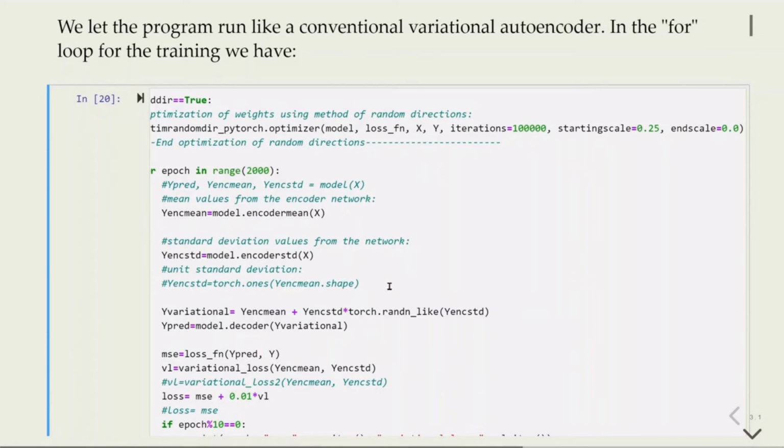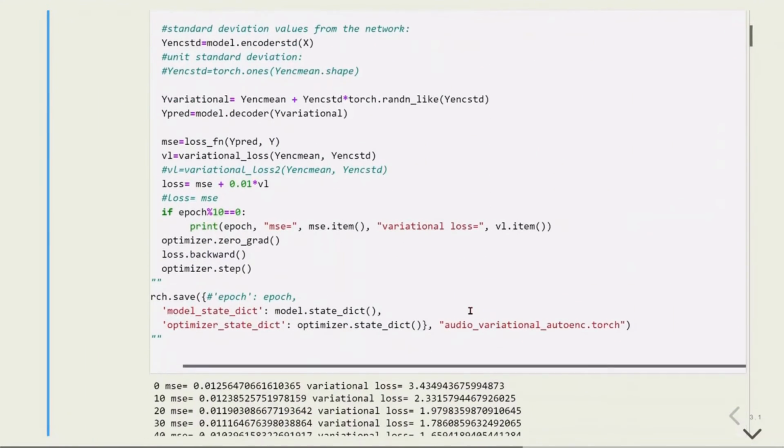We have here our standard deviation values from the network and the mean values from the encoder network. Then we multiply the standard deviation by this function rand, like we've seen before, and we add it to the Y encoder mean. This is the Y variation, and then we apply the decoder model to this Y variation, and we have our Y predictions.